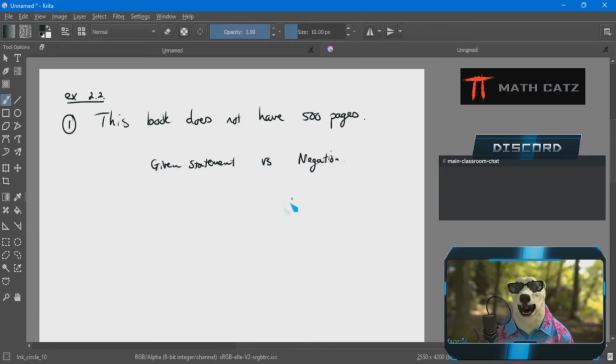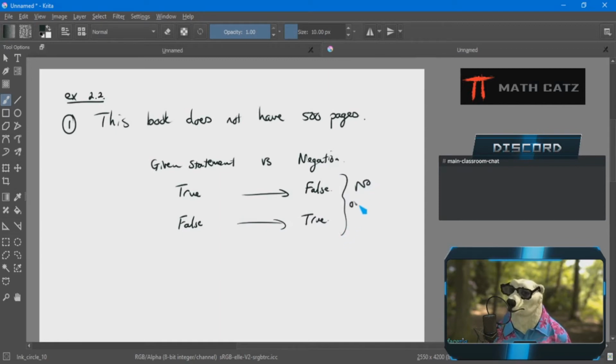together they have to cover everything that's possible in terms of true and false. So if the given statement is true, that means the negation has to be false. If the given statement, I don't know what book we're looking at, right? The given statement could be false. Then the negation has to be true. They can't both be true. I'll say here, no overlap in the truth values.